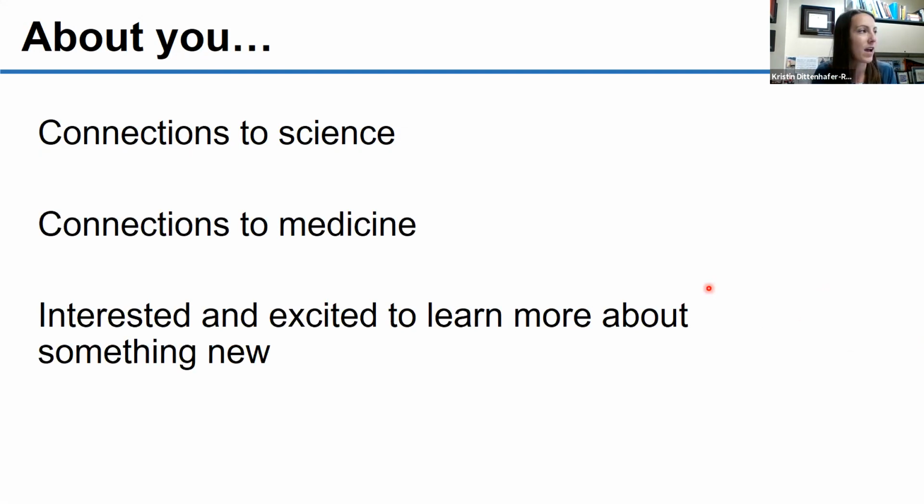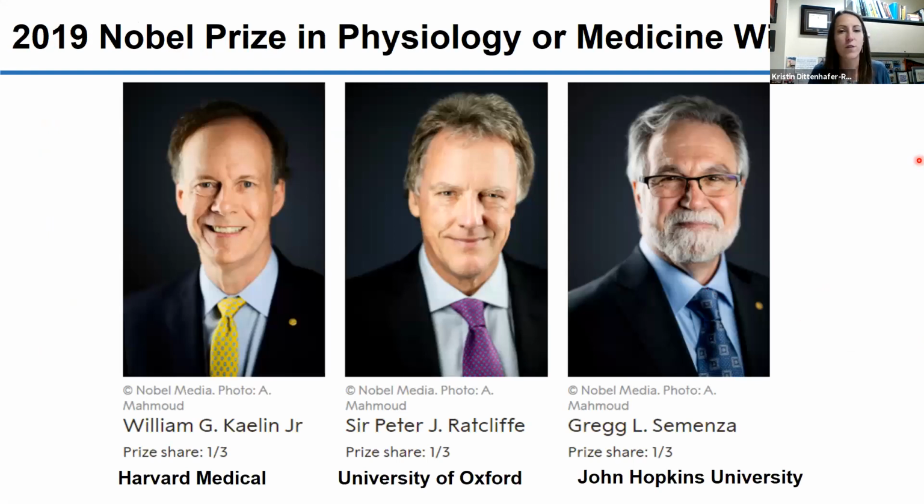And so with that, we'll just go ahead and dive right in. First, I just wanted to introduce you to the 3 Nobel Prize winners in 2019 for physiology and medicine. We see Dr. Kaelin, Dr. Ratcliffe, and Dr. Semenza. These scientists each earned 1/3 of the Nobel Prize last year, but without each of their individual discoveries, the whole puzzle wouldn't have been put together. So each of them played a very integral role in the discoveries that led to the Nobel Prize.